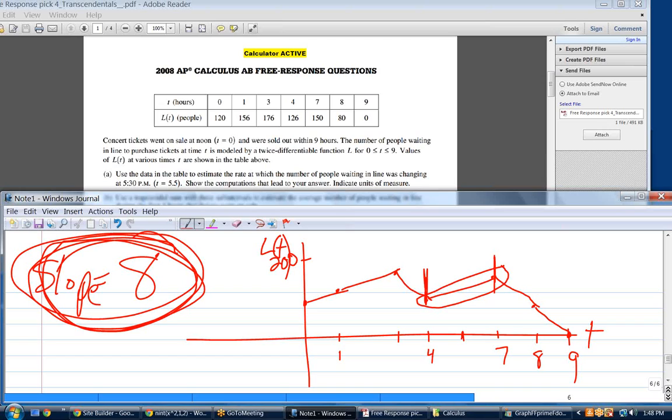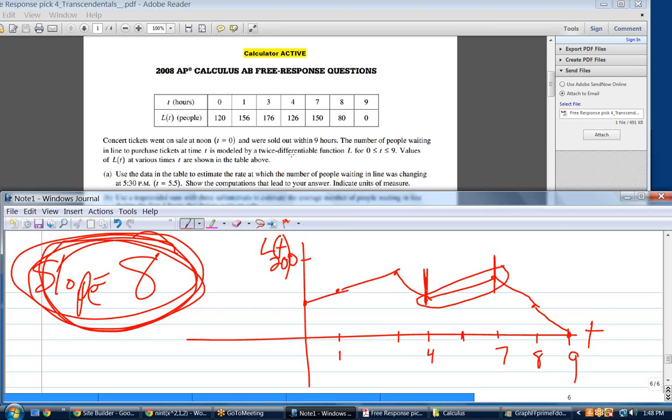So at 5:30, it's just 8. That is the rate of change. They don't want the number of people in the line, notice. Use the data in the table to estimate the rate at which the number of people waiting in the line was changing. They haven't asked yet how many people were in the line. I thought they were asking for the number of people. I guess I didn't read the question well enough.